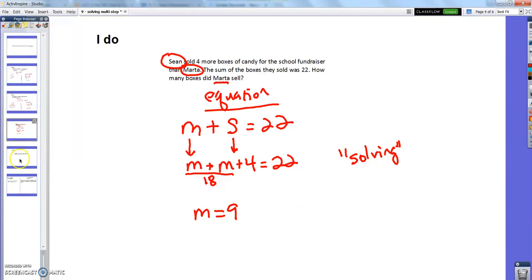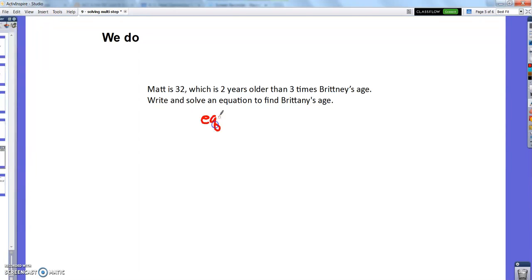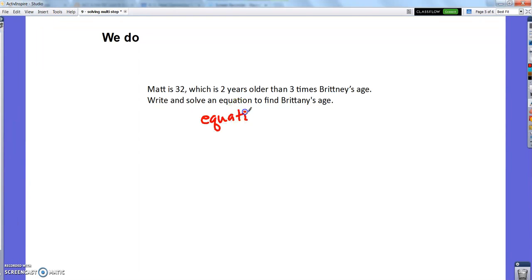All right, open your notebook. Let's do one together. It says Matt is 32, which is 2 years older than 3 times Brittany's age. Write and solve an equation to find Brittany's age. All right, so we're going to focus. If we write a good equation for the situation, we're likely to be in good shape when we try to solve it.